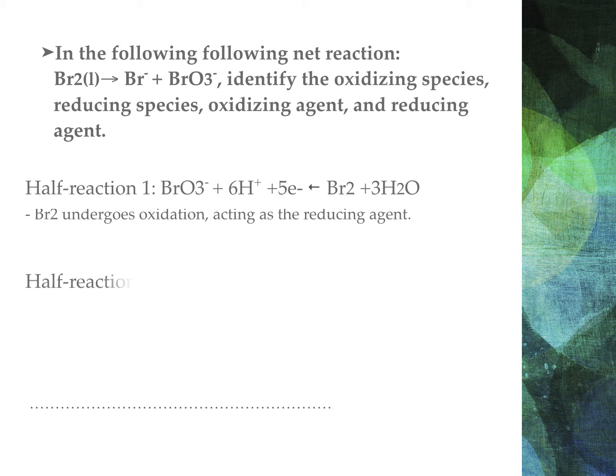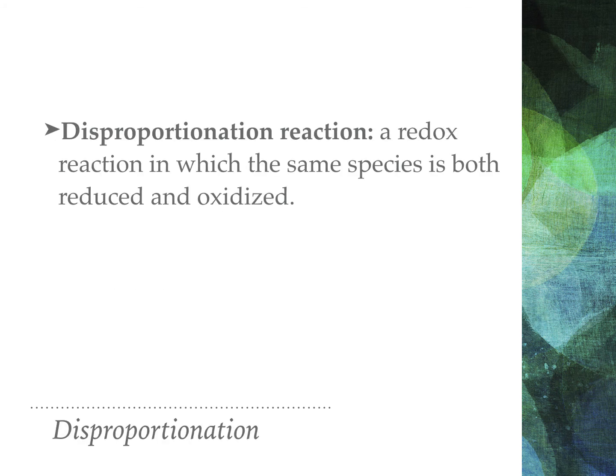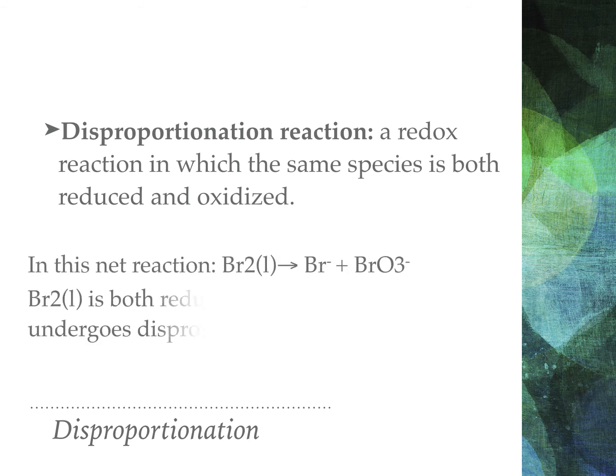Let's take a look at our second half equation. Here, bromine gains 2 electrons to form the bromide ion. Bromine undergoes a reduction, acting as the oxidizing agent. Now, how does that work? The previous example is an example of a disproportionation reaction. A disproportionation reaction is a redox reaction in which the same species is both reduced and oxidized. Bromine is both reduced and oxidized, hence it undergoes disproportionation.